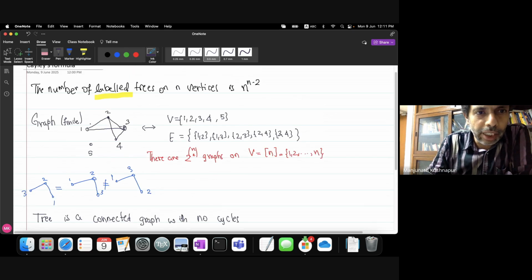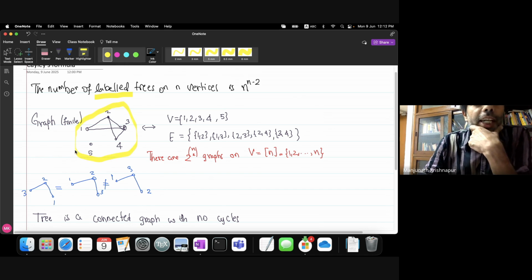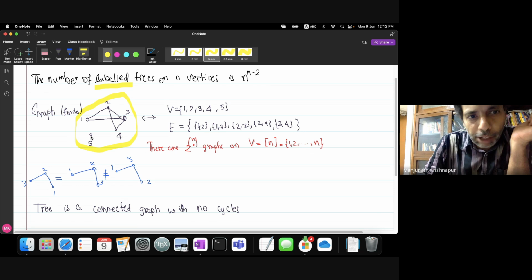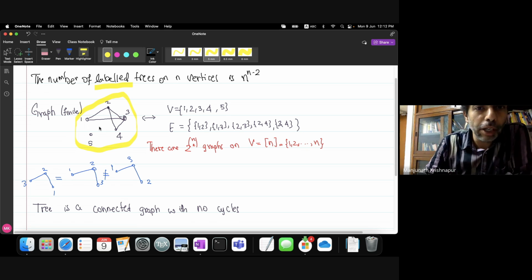For example, this graph here, the one that I first drew, that one is not a connected graph. If I look at this graph, this is not a connected graph because 5 you cannot go from. So what is connected? Let's just describe it informally. The concept is very clear. Here 5 is disconnected from everyone else. You cannot go from 5 to anywhere else. Now it's not that every edge has to be there.